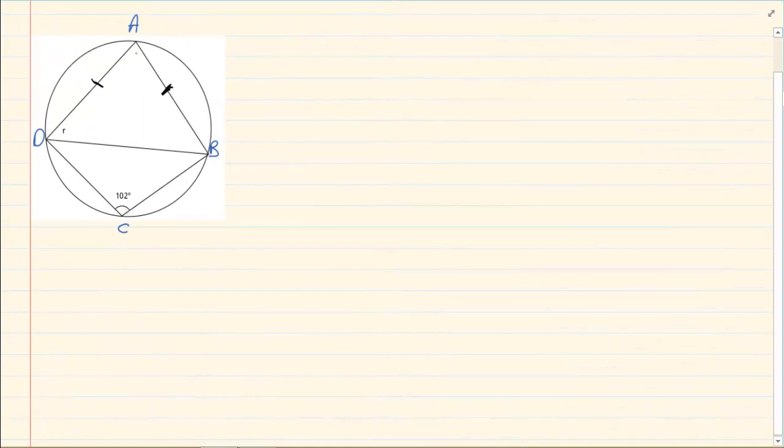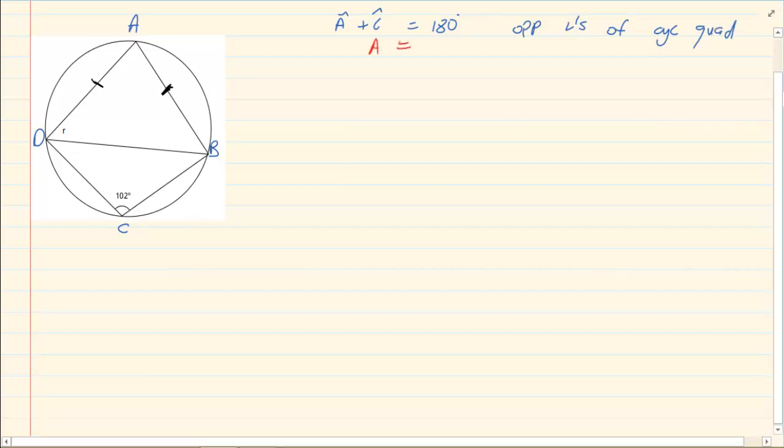We can see that A and C are opposite angles of a cyclic quad. So I know angle A plus angle C is going to equal 180 degrees. Why? Opposite angles of a cyclic quad. Remember, no reason, no mark. That would mean A is equal to 78 degrees. Because I know 102 plus 78 is going to give me 180 degrees. It's simple, solve for x. Okay, so you're going to say A plus C is equal to 180 degrees. If C is equal to 102, then I've got A is equal to 78.